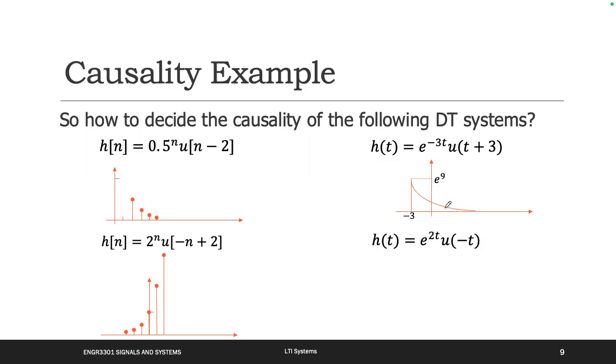Okay, how about this one? What's T? What's T's range? u[negative t], which means your negative t is greater or equal than 0, right? T is smaller or equal than 0. Am I right? So is it causal? It is not causal. Absolutely not causal because it only has value in this part. Okay, other questions so far?